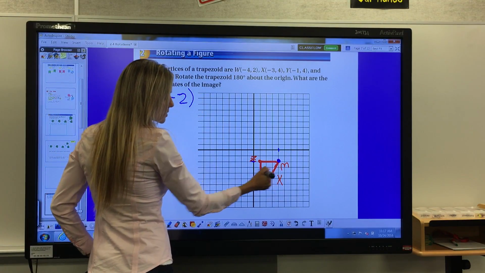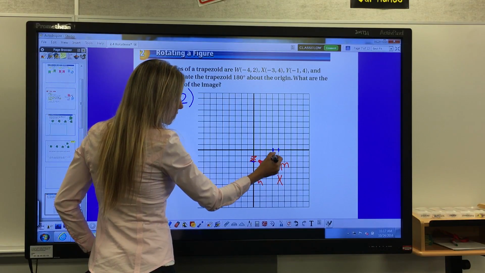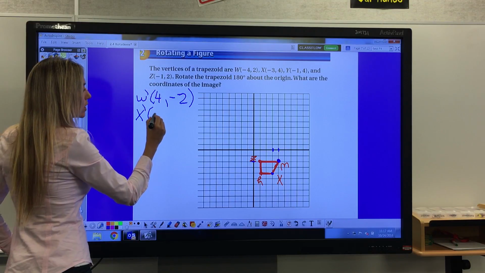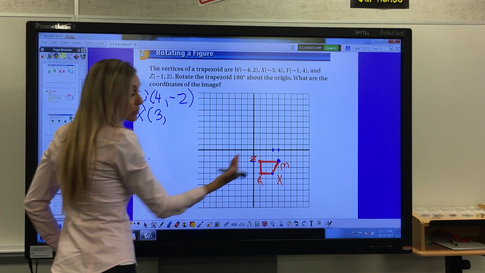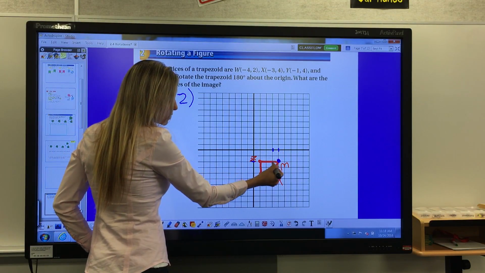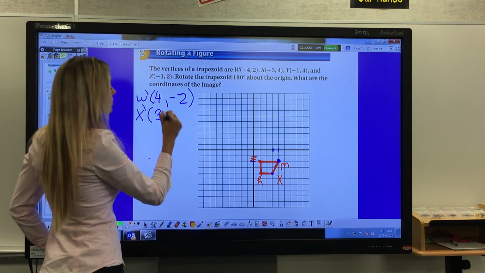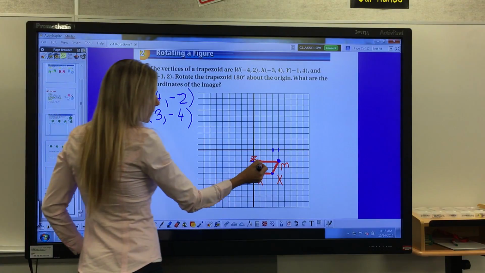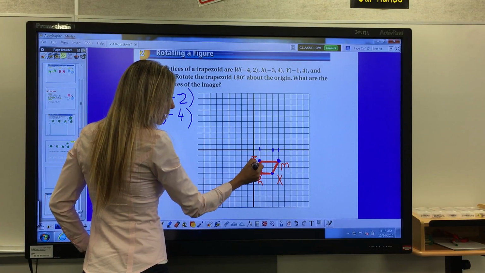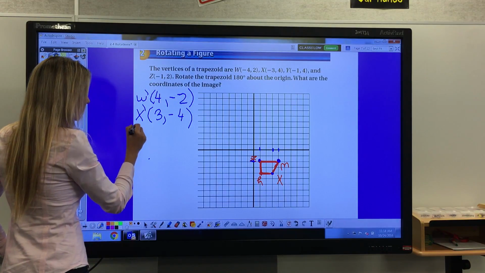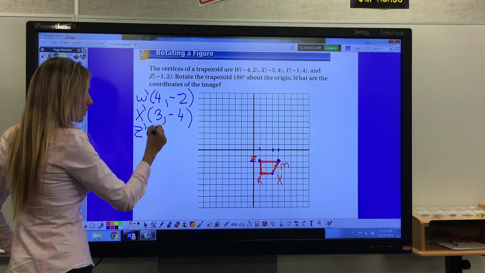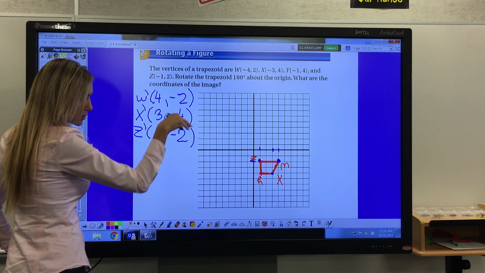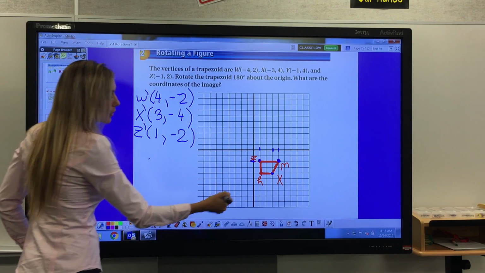Let's look at point X. 1, 2, and 3 on x-axis. So X prime is 3 units on X and 1 to the right, so it's positive, and 1, 2, 3, 4 units down, so that's negative on a y-axis, negative 4. Point Z, 1 and negative 2. So Z prime is positive 1 on X and 2 units down, so negative 2.